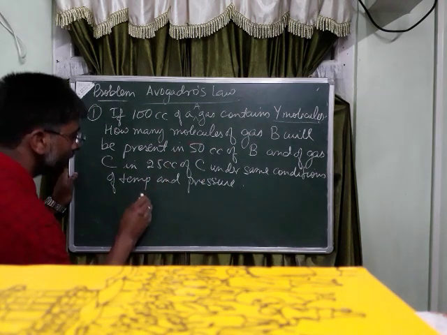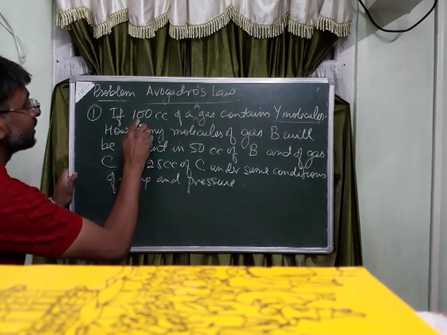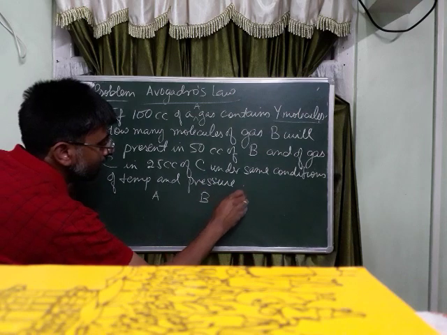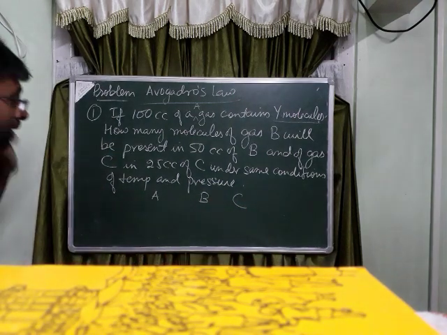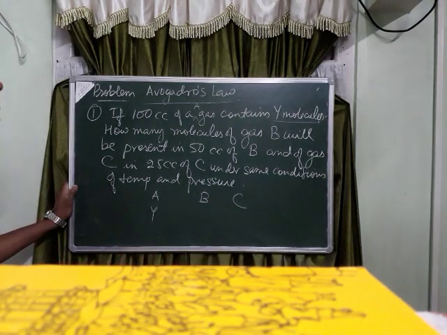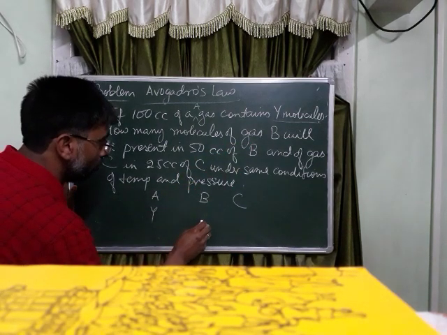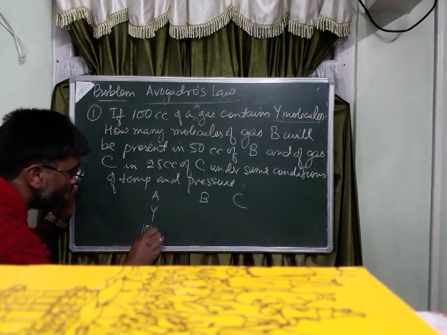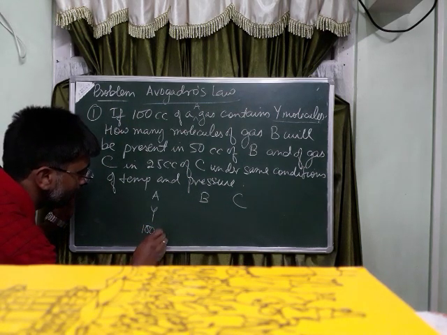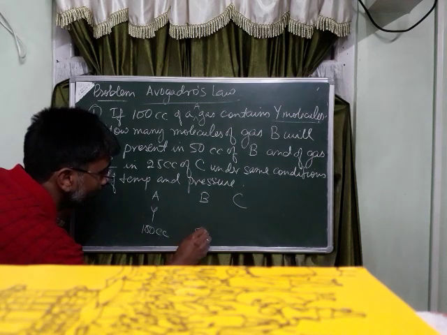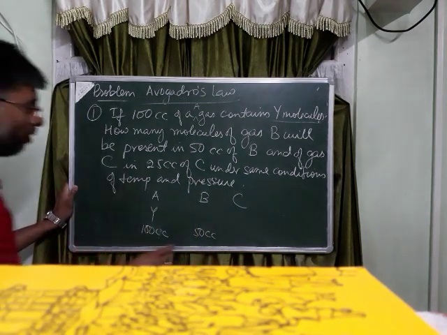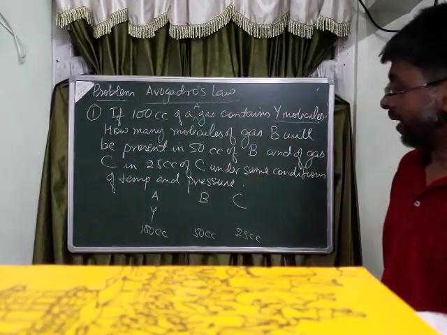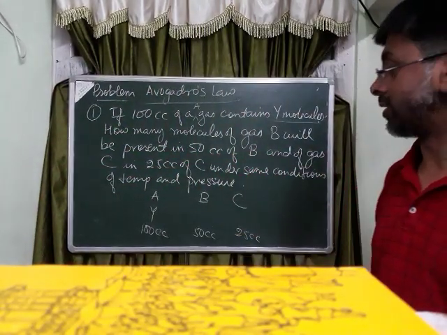So here, there are gases A, B and C. Gas A contains Y molecules. Gas B, we don't know. Gas C, we don't know. For gas A, the volume given is 100 centimeter cube. Gas B, the volume given is 50 centimeter cube. Gas C, the volume given is 25 centimeter cube. Now, see, in terms of Y we have to get the answer.